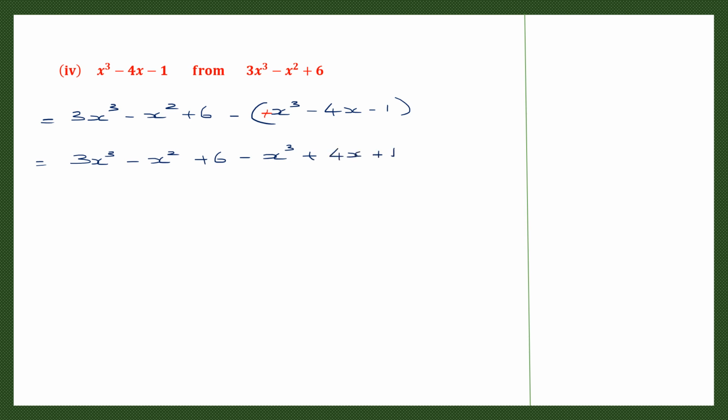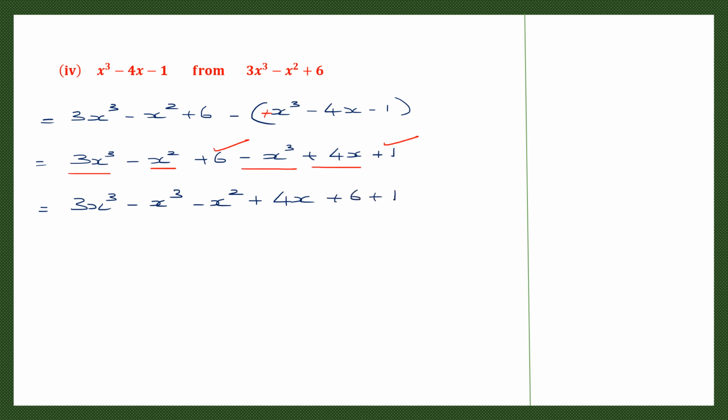Let's arrange all the like terms together. So here we have 3x cubed and minus x cubed. Let's put them together. 3x cubed minus x cubed. Then let's look for the x squares. There's only one x square, so let's write that. So that's minus x square. Now let's look at the x. Here we have only one 4x, so let's write that. We're putting all the x terms together. 4x. Now here we have the numbers. Now we have plus 6 and plus 1. So let's write that. Plus 6 plus 1.